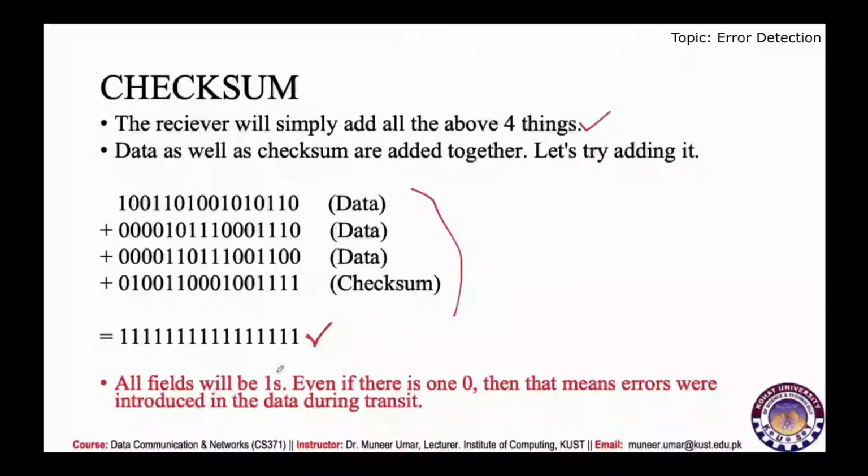All the fields will be ones. In case there is no corruption in the bits, then the receiver will get all the 16 bits as ones. And if there is even a single zero in these 16 bits, then it would be assumed that there is an error induced during the data transmission.